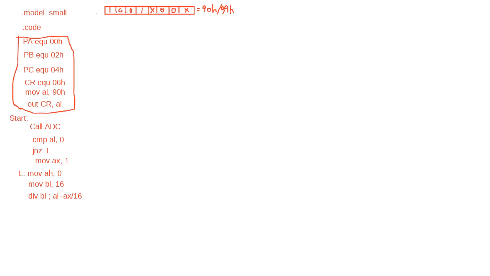The table we have: DB 0FFH, DB 0FEH. I mean one light off, two lights off, DB 0FCH.